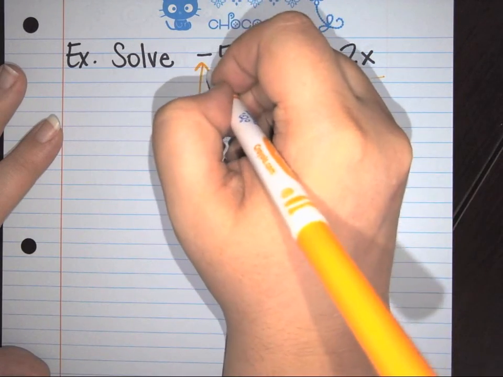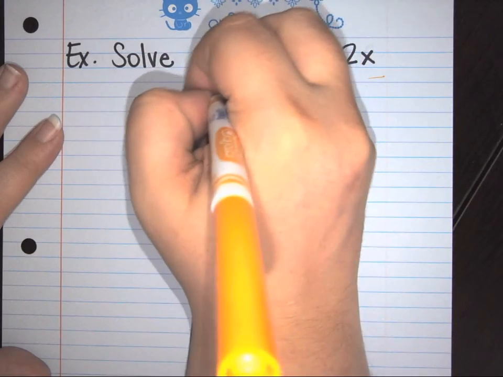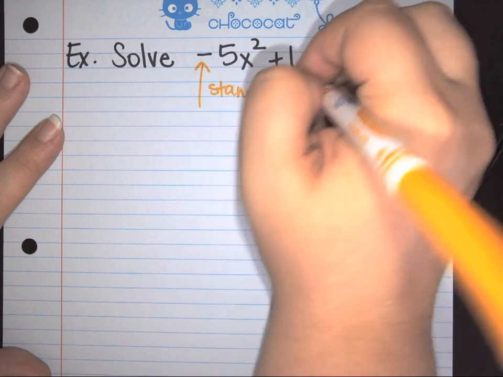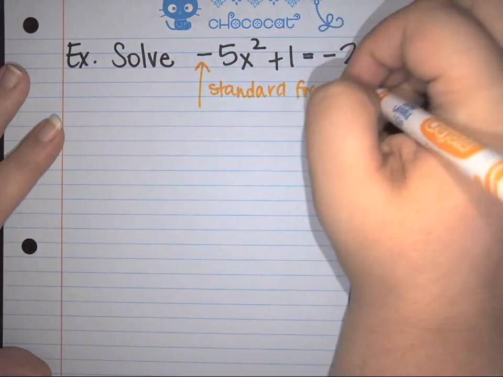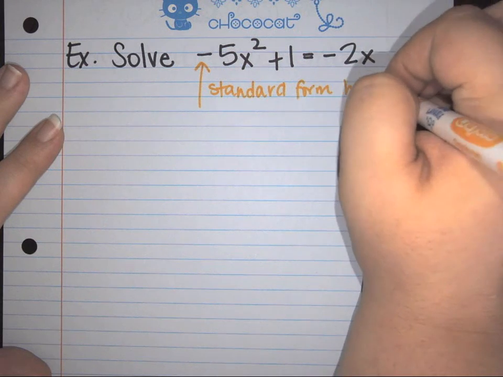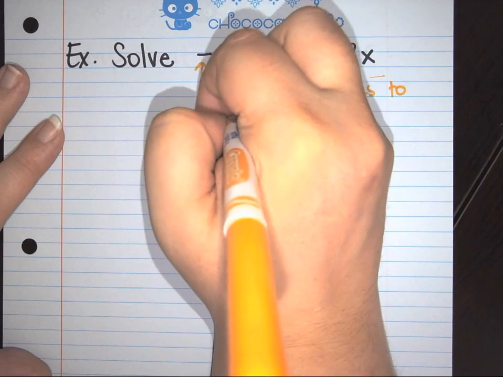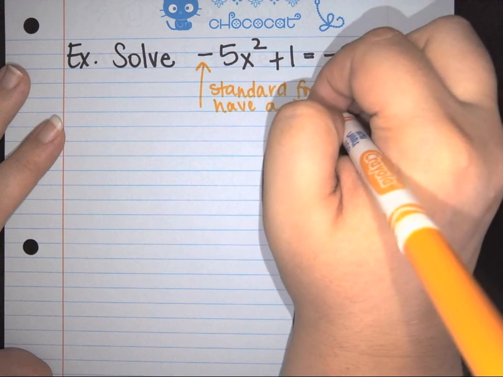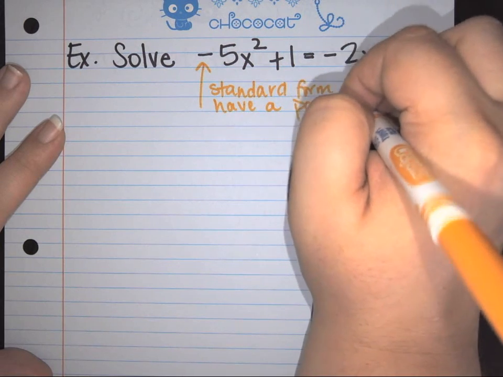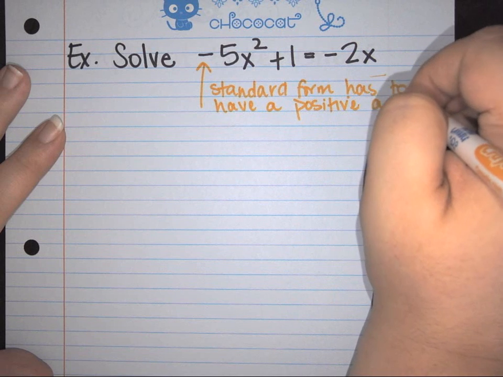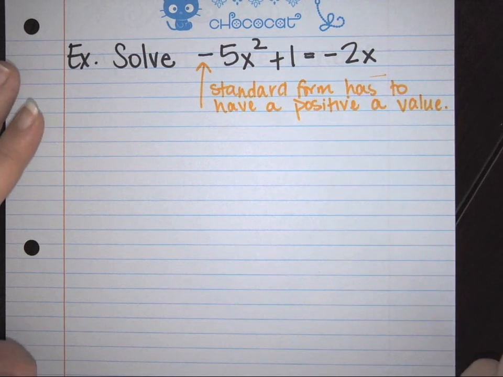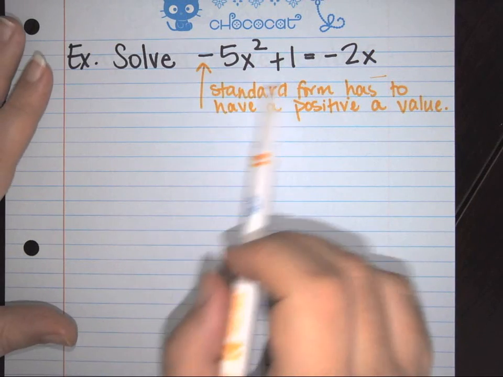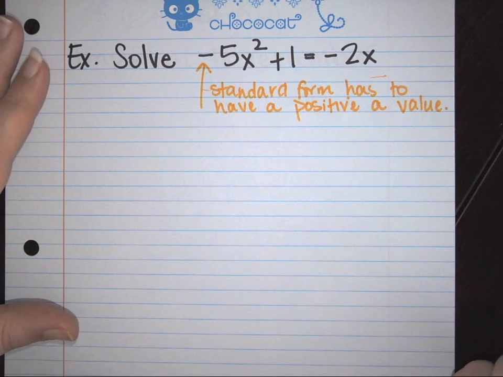This right here, standard form, has to have a positive a value. Because this is negative, what we actually want to do is move everything to the other side.